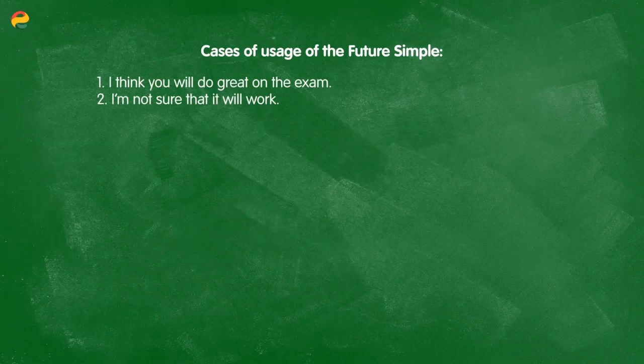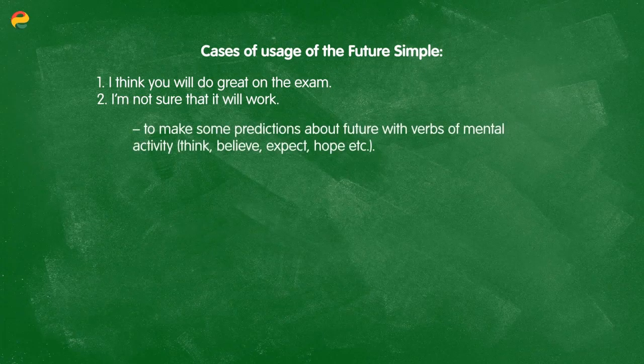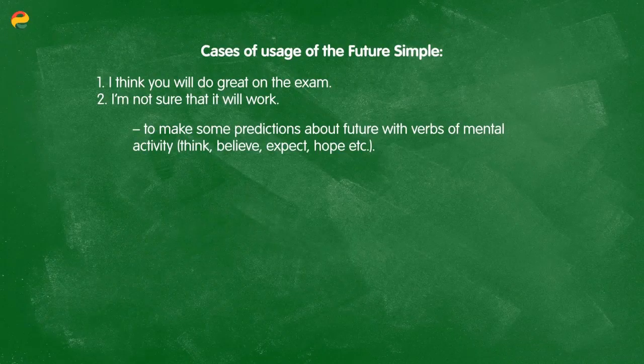A second form that we can use is anything involving a verb of mental activity. For example, I think you'll do great on the exam. Or, I'm not sure that will work. Here, because I'm using mental activity, because I'm talking about what I think or feel, I can use the word will to make a prediction about the future.